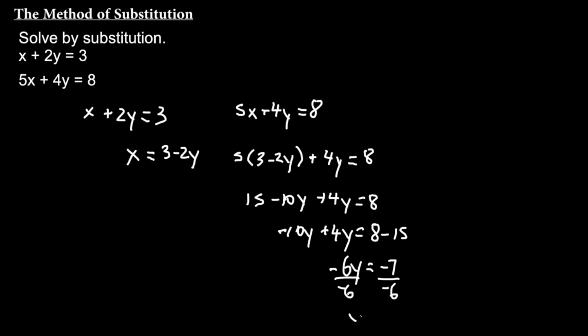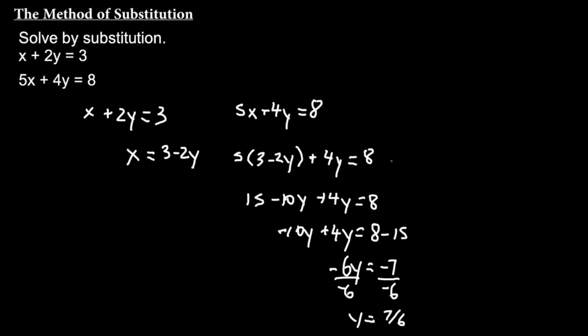So now we have y equals 7 over 6, which is positive. Great, so now we've solved for y. Now we need to solve for x. What we'll do is substitute 7 over 6 into y to solve for x. You can use either equation 1 or equation 2, but let's use equation 1.